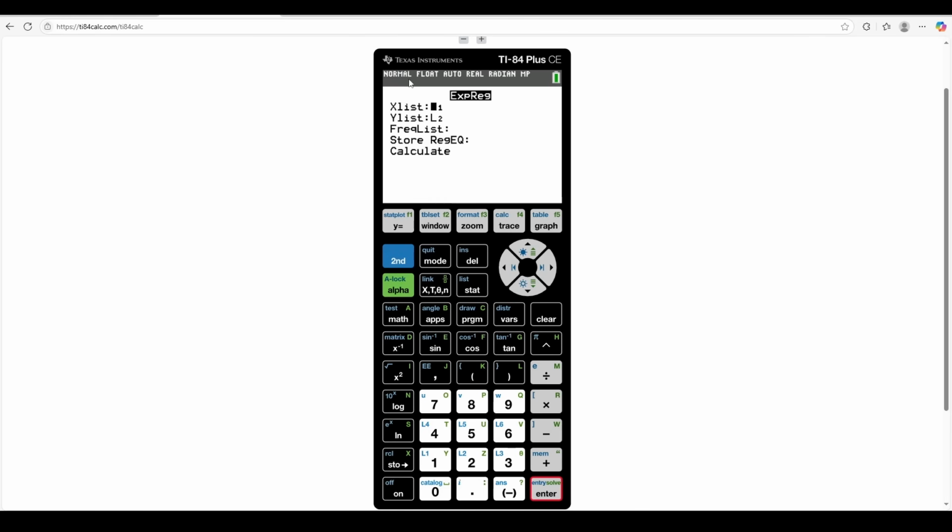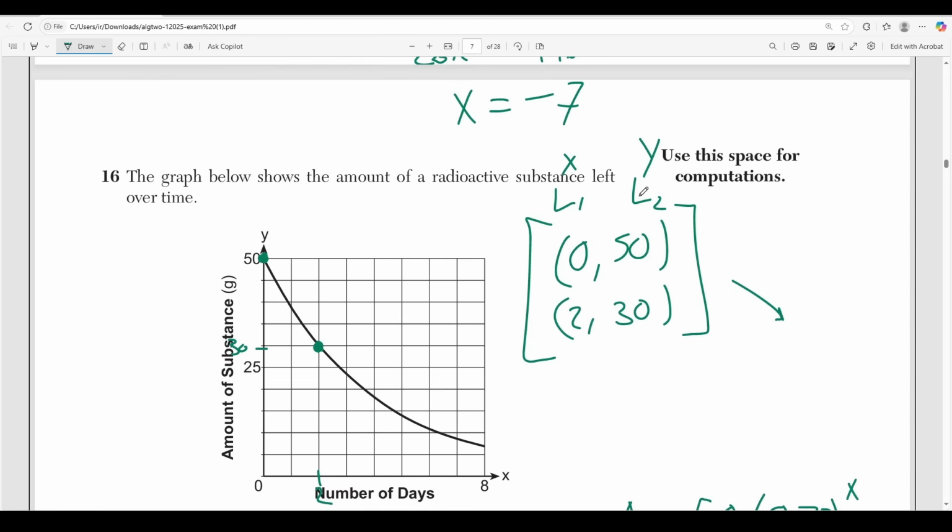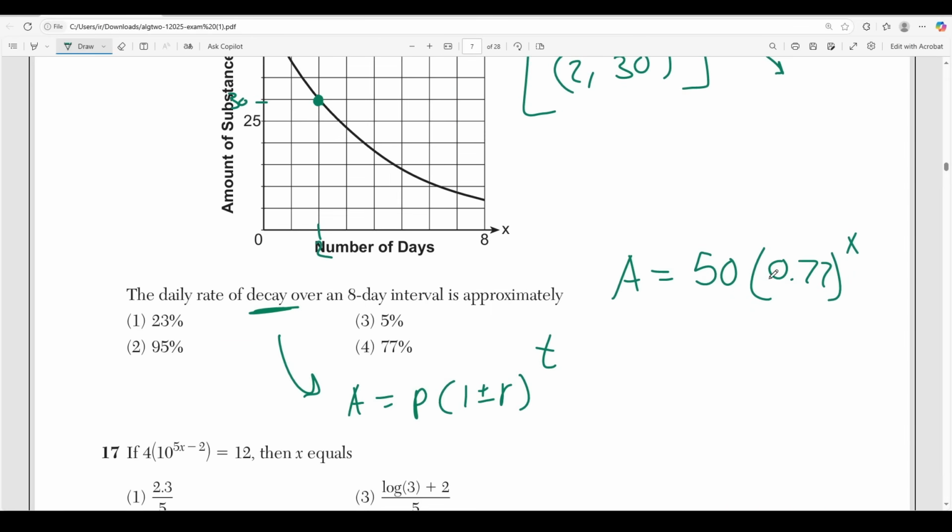So you're going to press enter through all of these. The reason why you had to put in a list is because the calculator is saying, well, list 1 is where all your x values are, list 2 is where all your y values are, and I'm going to use these as points. Press calculate, and it's going to say a times b to the power of x, where a is 50. So 50 times b, which is 0.77, to the power of x. And this lines up with the equation I had here. A is equal to P, which is my initial, and this makes sense. My initial was 50. At 0 days, I had 50 grams left, times 0.77 to the power of x days, or to the power of time.